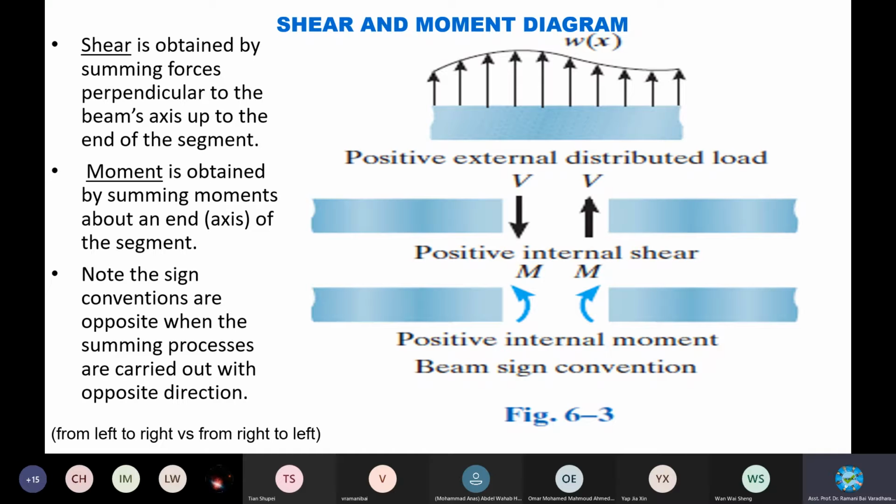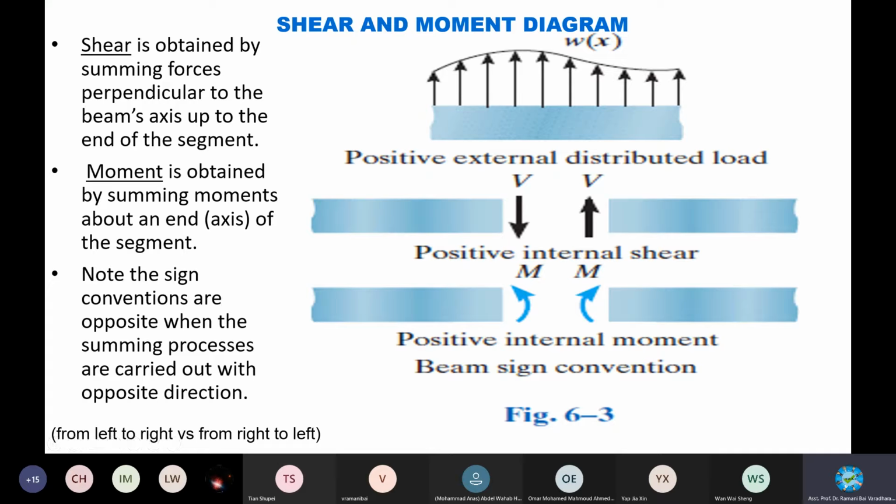The moments can be obtained by summing moments about an axis. You have to fix the axis at this point or this point, about which you can calculate. If you want the total moment, you can fix the axis at this end or at this end. Once you fix the axis at this end, calculate the moment from the other end until you reach this axis, right? About this axis, you are able to get the bending moment. Vice versa, if you fix the axis at this point, start calculating from this end, and reach the other end so that you will finish your total moment.